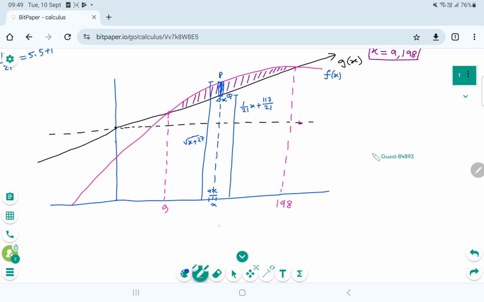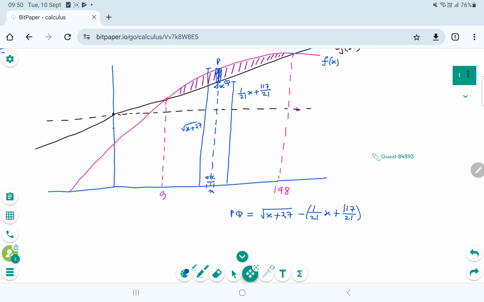So what is the height of the small rectangle? PQ will be the top function minus the bottom function. Top minus bottom. So this is exactly this, right? Minus 117 over 21.